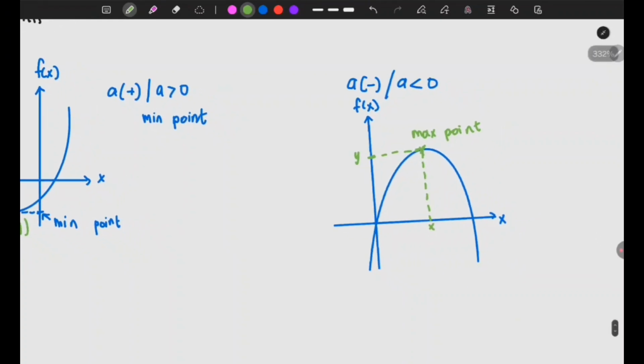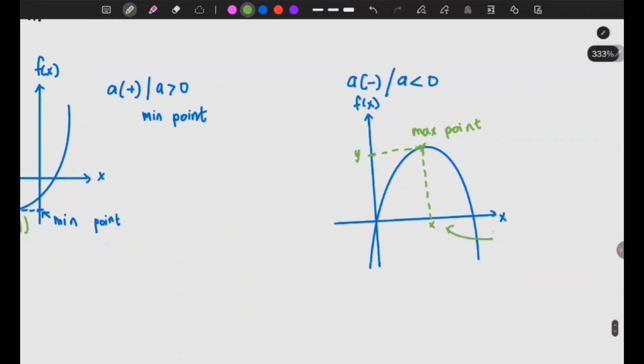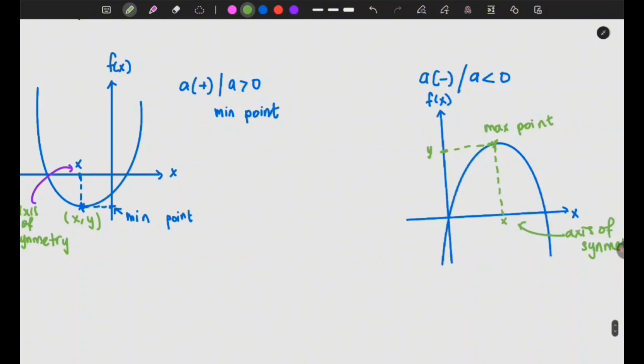So there will be a difference in terms of naming, which is the minimum or maximum point. If your a is negative, we don't say minimum point, but we say maximum point. If your a is positive, you have a smiley face. So when you have a smiley face, you will have a minimum point. If you have a sad face because your a is negative, you will have a maximum point. Generally, these 2 points, we call them stationary points.